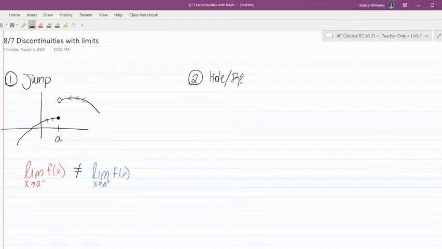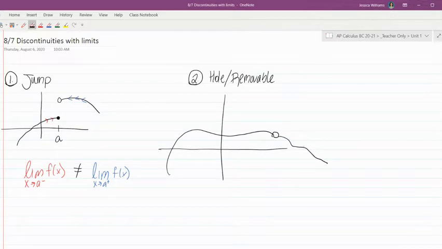The second kind of discontinuity, we'll do a hole. Remember that it's also called a removable discontinuity. So this could look like a lot of different things, but I'm going to squiggle wiggle on over here, have a hole, and then squiggle wiggle out. I'll call this a again, and let me close the function value. So we have three conditions for continuity, and we talked about this on Wednesday. The first condition is that your function has to exist at a, and this one does exist.